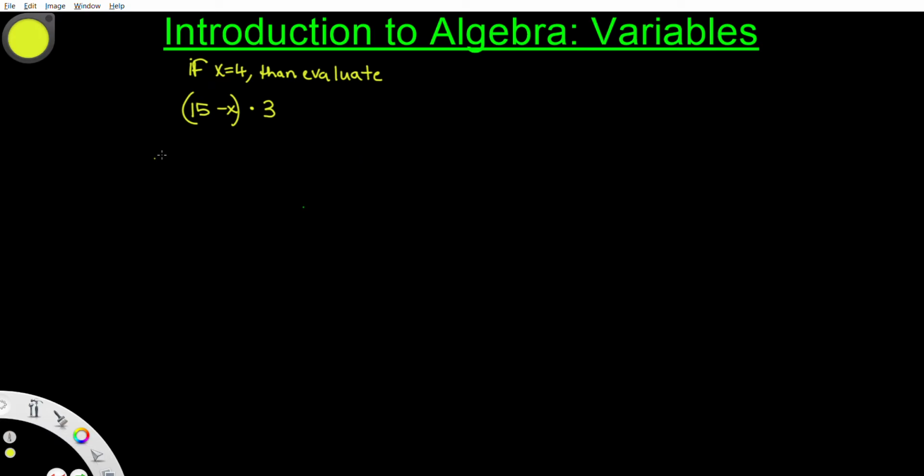Hey everyone, this is a new video on the introduction to algebra, and this video is going to focus on variables. So let's just get started. I have a problem up on the board which says if x equals 4, then evaluate 15 minus x multiplied by 3, and notice that the 15 minus x are in parentheses.